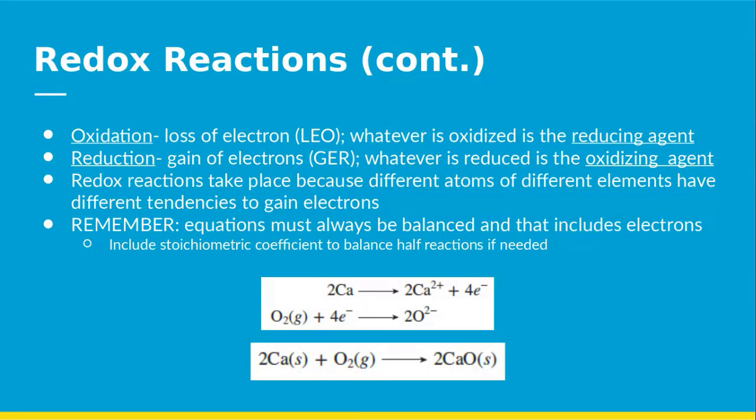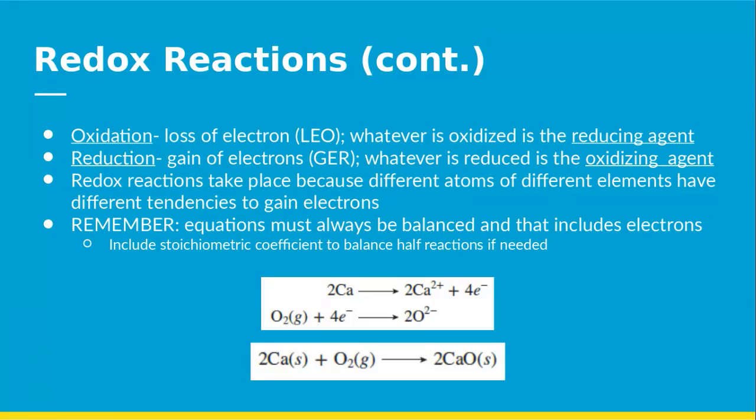The whole reason why these reactions take place is because atoms of different elements have different tendencies to gain electrons. This we know from electronegativity and other periodic trends. But this is the basis essentially for redox reactions. And always remember to balance these equations, and that includes the electrons that are transferred.